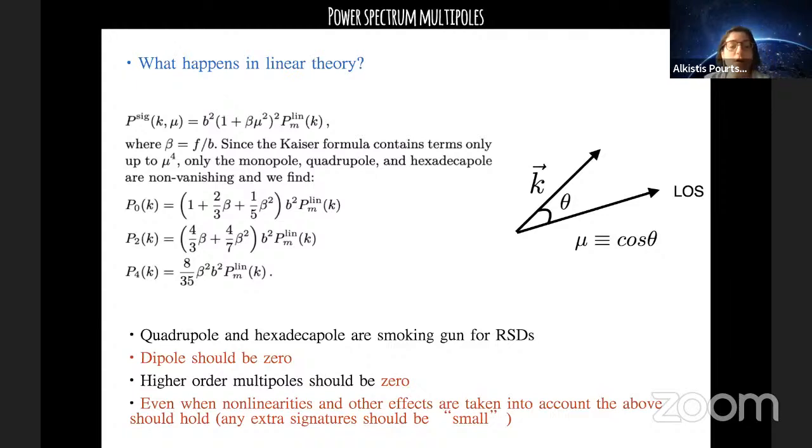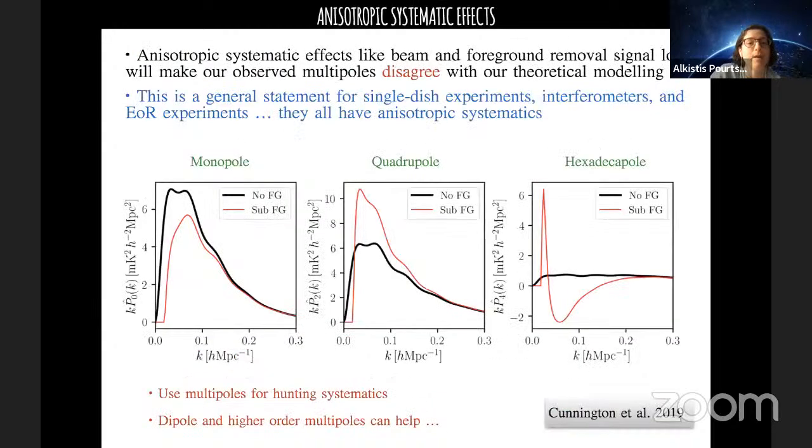And as I said before, even when nonlinearities and other effects like GR effects or whatever, tiny effects are taken into account, the above should approximately hold. So any extra little signatures that you get, like nonlinearities giving you higher order multipoles, should be small. But this is the ideal case.